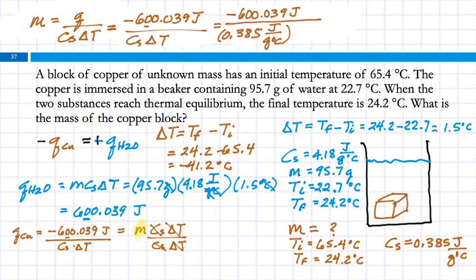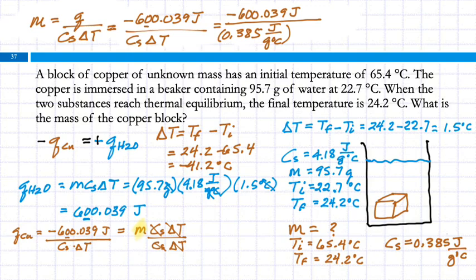Is it okay that it's negative? Yeah. When the temperature of one thing goes up, the temperature of the other thing has to go down. And so one change in temperature is positive, one change in temperature is negative. One Q is positive and one Q is negative. The mass and the specific heat capacity are always positive.